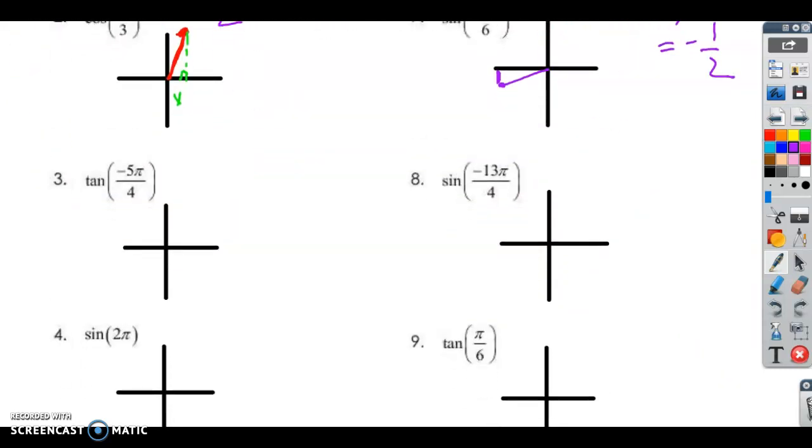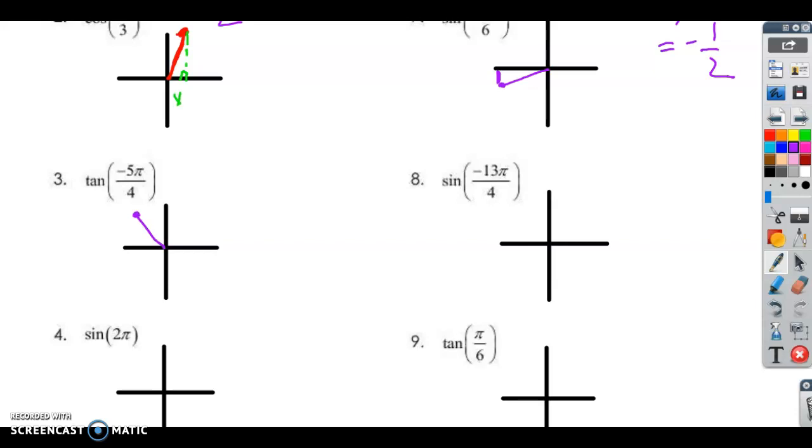Moving on, this is negative, so we are going to be going the other direction. So we're going to be going this way, clockwise. So where is negative 5 pi over 4? Well, 4 pi over 4 is halfway around. So we have to go 4 pi over 4 plus an extra fourth. Okay, I like the fourth, so the middle angle.